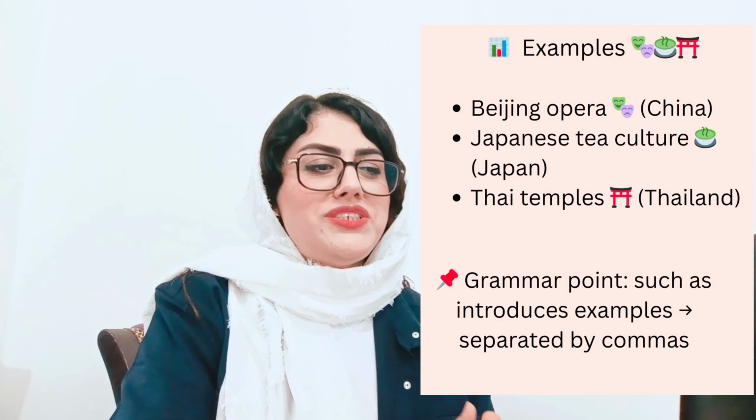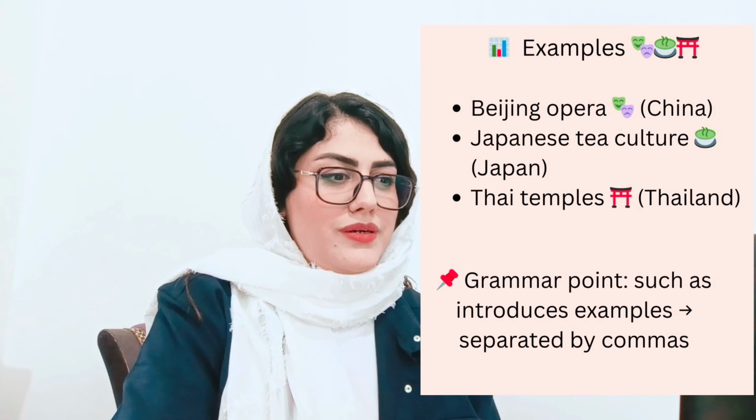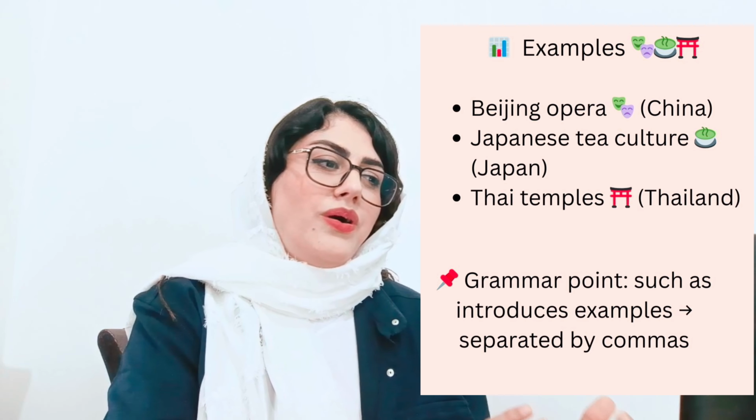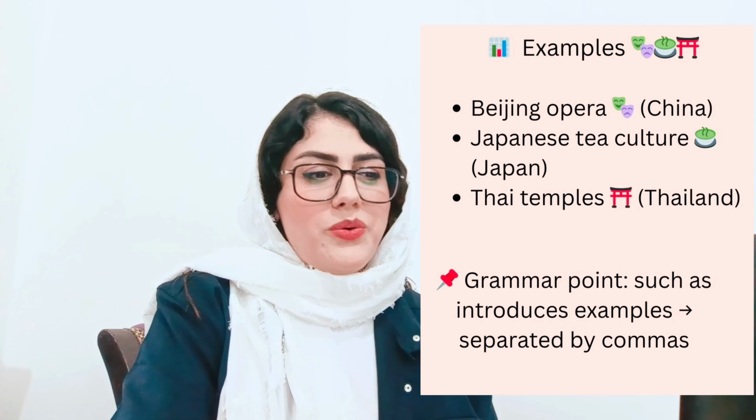And examples: think of walking through Beijing and hearing an opera, or sitting in a quiet Japanese tea house, or visiting the golden temples of Thailand. These examples bring the sentence alive. Notice how the writer uses 3 different countries. This variety makes the argument really stronger. Examples are like spices in food. They bring flavor. The point is really boring without these examples.